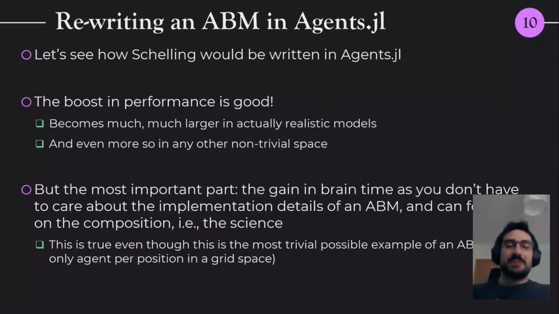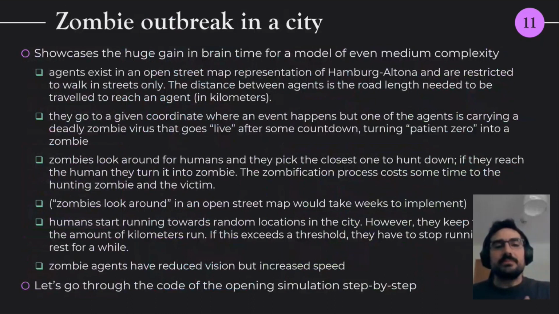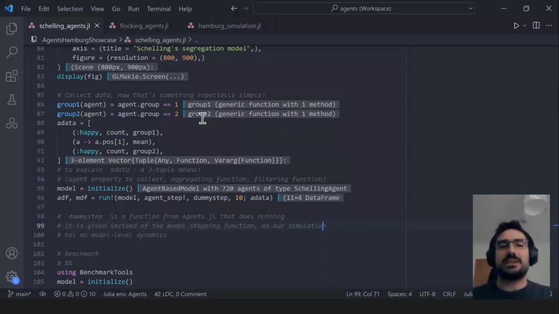Okay, but I don't think the performance is actually the biggest benefit of using Agents.jl. In my opinion, it is the gain in brain time. You have to spend so much less time thinking and writing code if you want to make an ABM with this software. I think this is by far the most important aspect. And this becomes so much more clear when one does a truly complicated simulation. So, one moment. What I have here are the rules of the game for the zombie simulation, but I don't want to go through it fully because it will take a bit of time.